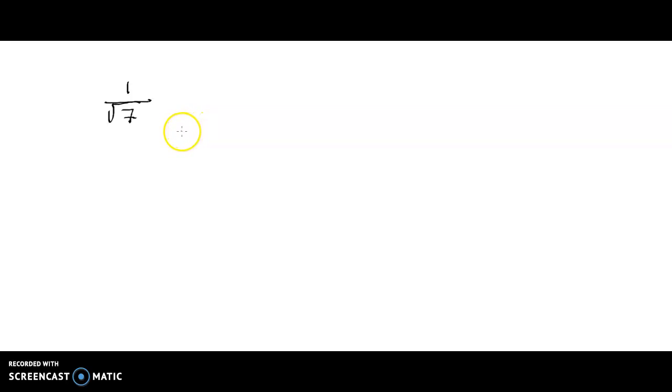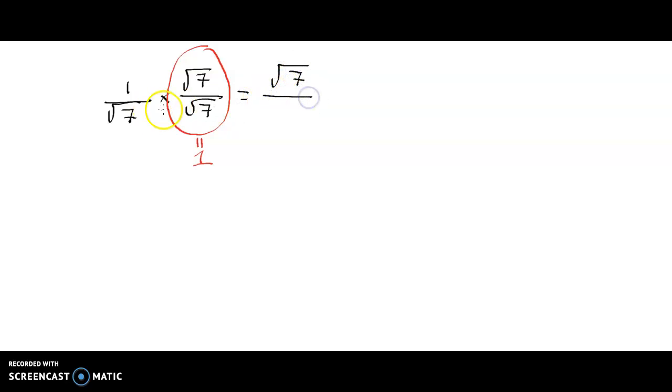And just like everything else, what we can do is multiply times the square root of 7 over the square root of 7. This number right here is equal to 1, correct? Because we know that anything over itself is always going to be 1. So when we do that, we can now multiply 1 times the square root of 7, which puts the square root of 7 on the top. The square root of 7 times the square root of 7 will get rid of that radical sign and leave us with a 7. This is how we go about rationalizing that denominator.